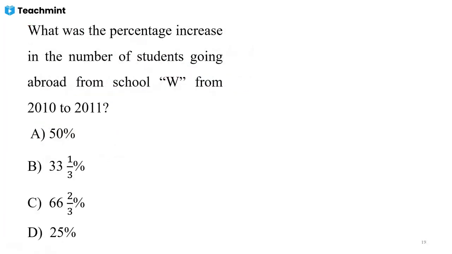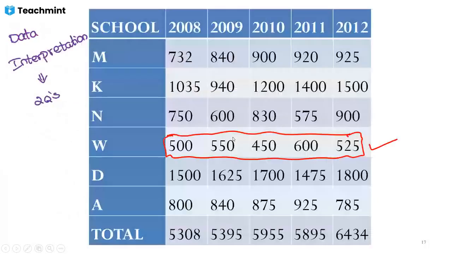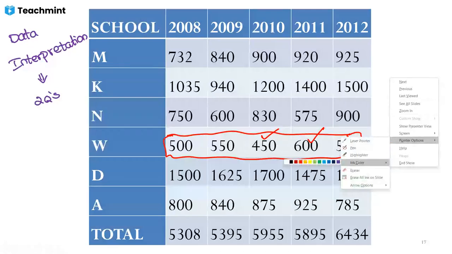Next question, they'll ask percentage increase. For W school, how many people go abroad in 2010? With W school in 2011, how many people will go abroad? That value's percentage increase they're asking. Keep two questions from data interpretation in mind. Every set you see, two questions from data interpretation are guaranteed. W in 2010 is 450, 2011 is 600.